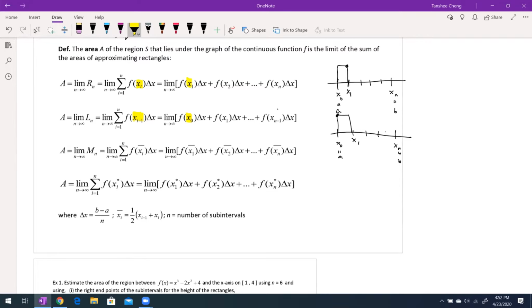If it is a midpoint, then that will become the average between any two subinterval endpoints. So the midpoint is x of i minus 1 plus x of i, divided by 2. And the delta x, as I explained earlier, is the width of the interval divided by the number of rectangles or subintervals that you want to break it down into.